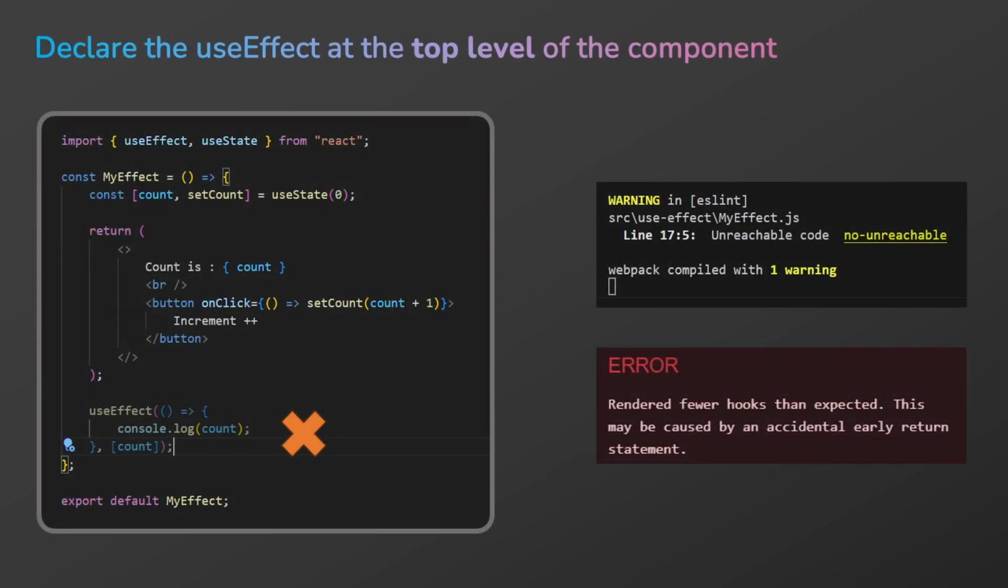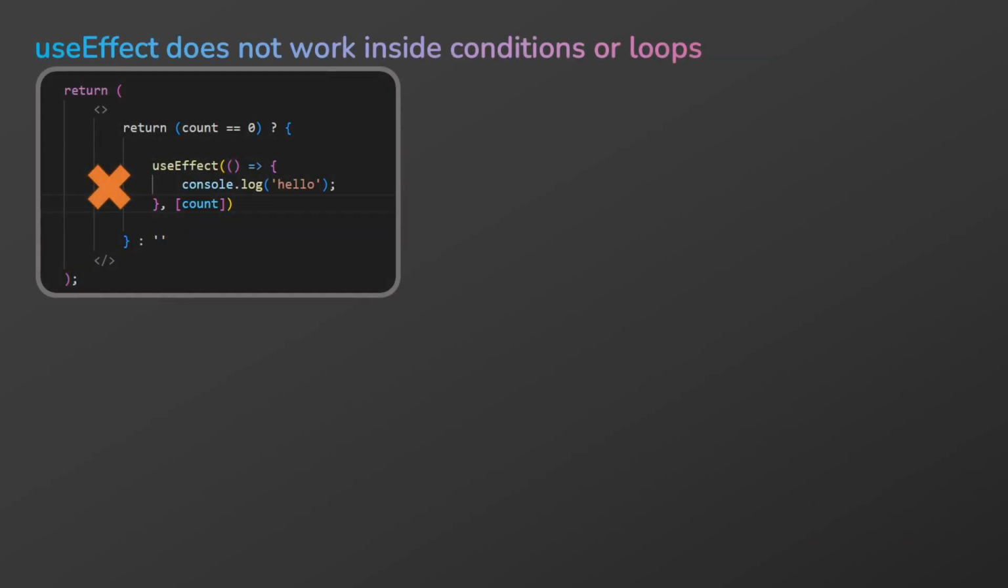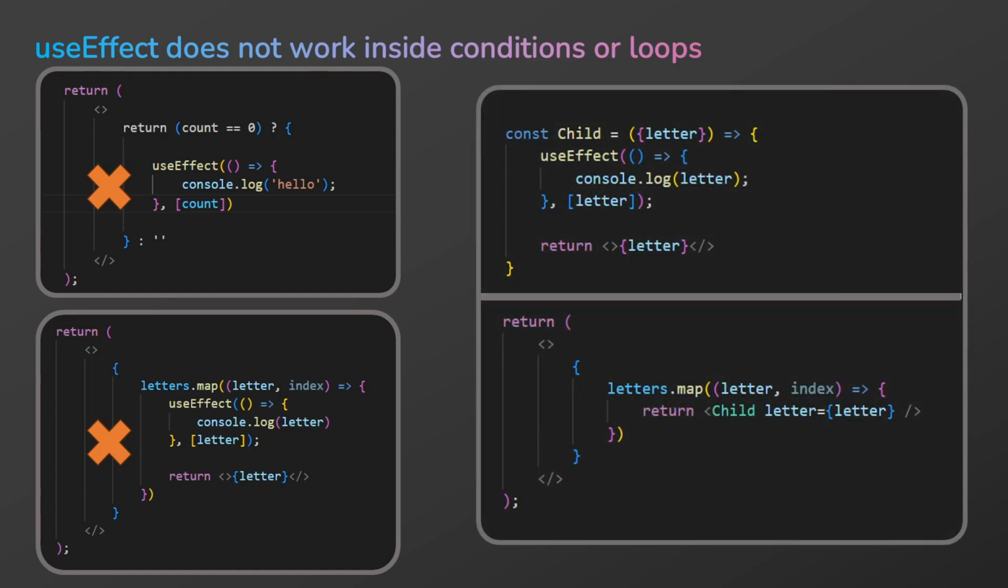If the useEffect hook is added after the return statement of the component, you will get an error similar to the one on your right, in the console and the browser accordingly. Just make sure you are adding the useEffect at the top of the component. The useEffect does not work inside conditions or loops. To get the useEffect to work inside loops, you can define a new component with the useEffect hook and use it inside the loop's iteration.